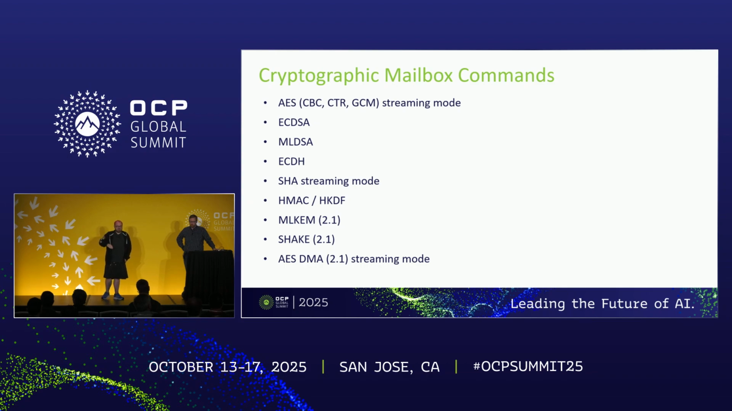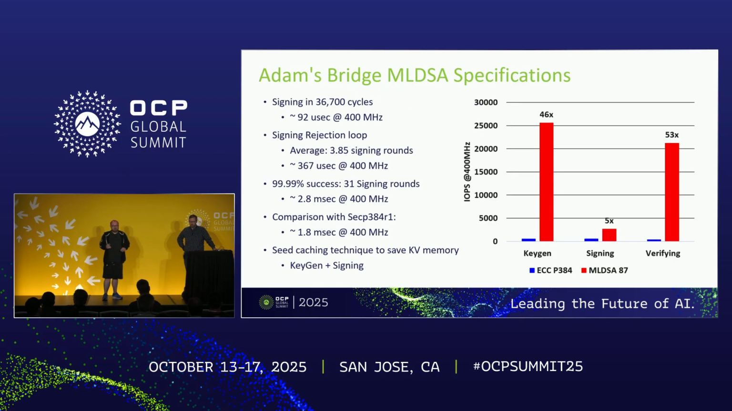So cryptographic mailbox commands, there's some for basically every functionality within Caliptra that's exposed. AES in a bunch of modes, ECDSA, MLDSA, ECDH, SHA is supported in a streaming mode so that you can stream data in, HMAC and HKDF, and then now in 2.1 we're going to have soon MLKEM, SHAKE, and AES DMA commands as well.